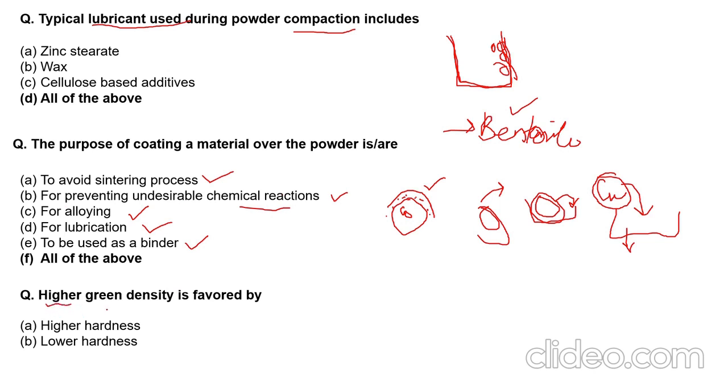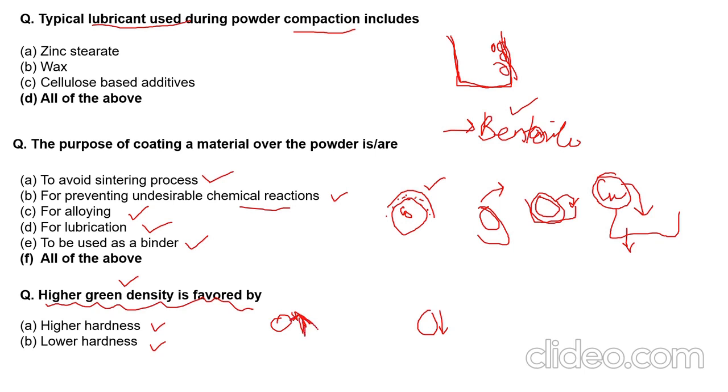Then we have another question that says higher green density is favored by. As I said, the green is something that is before any sintering process. So which of the particles will you expect to have a higher green density? Is it higher hardness or lower hardness? If you have two particles, one with very high hardness that you are trying to compact, and another with low hardness that you are trying to compact, which will have a higher green density?